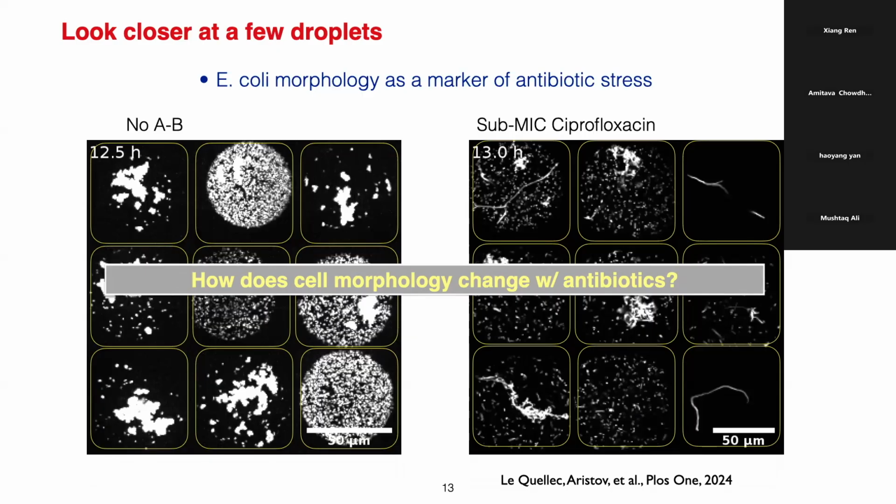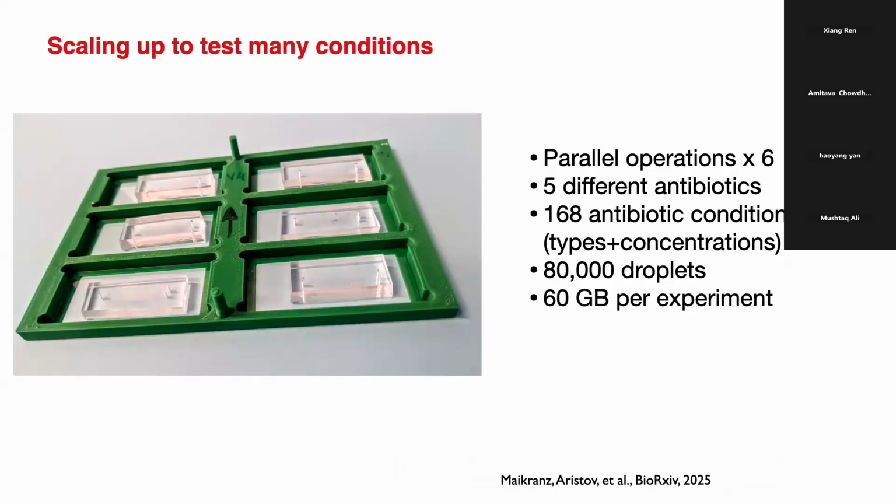Sorry, it's winter. So the way we treated this was to build a holder that we could do 6 experiments at the same time. So each one of the experiments that we now do contains 6 conditions. Each chip contains 1 condition. So we tried 5 different antibiotics, and in total we had 168 antibiotic concentrations and conditions. This generated images of 80,000 individual droplets, and so each experiment was 60 gigabytes. And so by doing this, we generated lots of data.